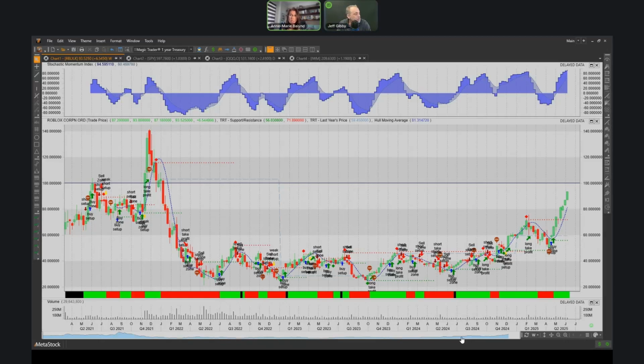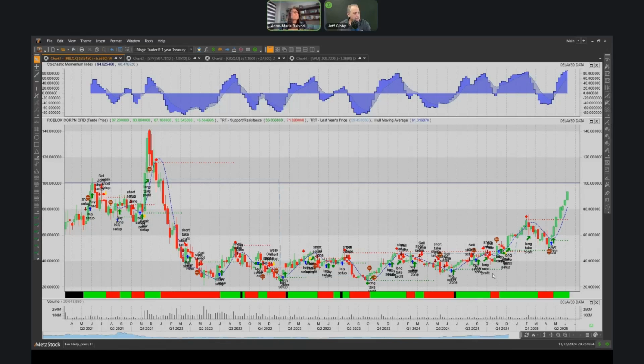And so when we look at that, we go to our stochastic above, and we can see that that stochastic has still got a lot of heat on it. If you've been in it for a while, I'd begin to trim gains at around this 95 to 97, or you can write a call against it. So let's go to October, maybe November. Let me check my option chains here.